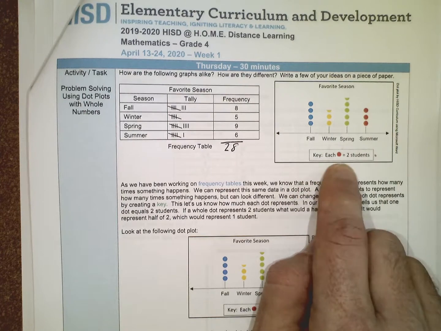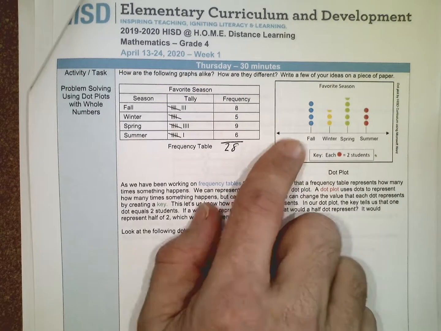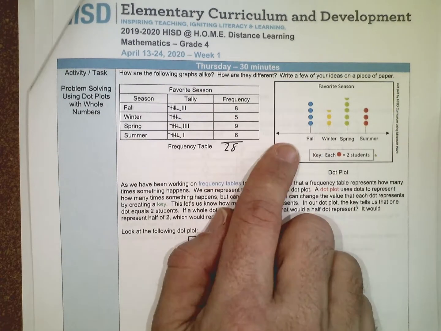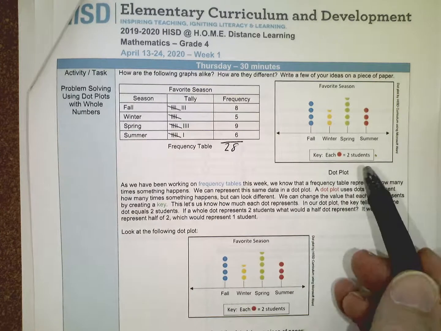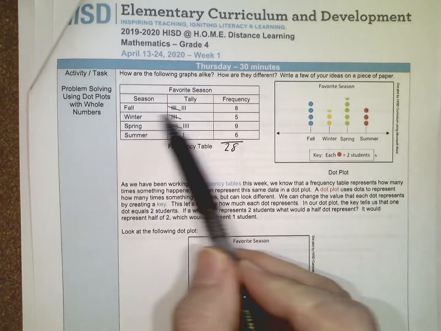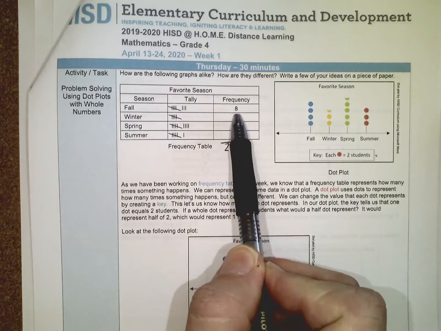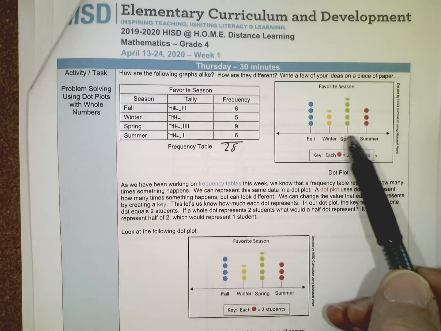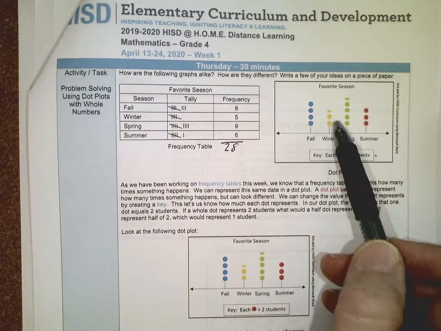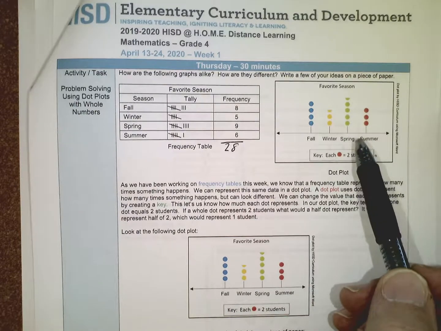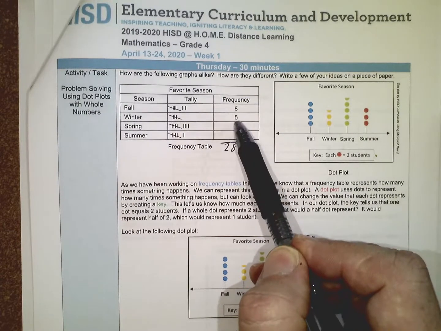So each dot represents 2 students. So if we look at fall, we have 1, 2, 3, 4 dots. So that would mean a total of 8 students. Well, if we go back over to our frequency chart, then that's exactly what we have, 8 students. Winter, we have 2.5 dots. So that 2.5 times 2 would be 5. So we have the same thing here.